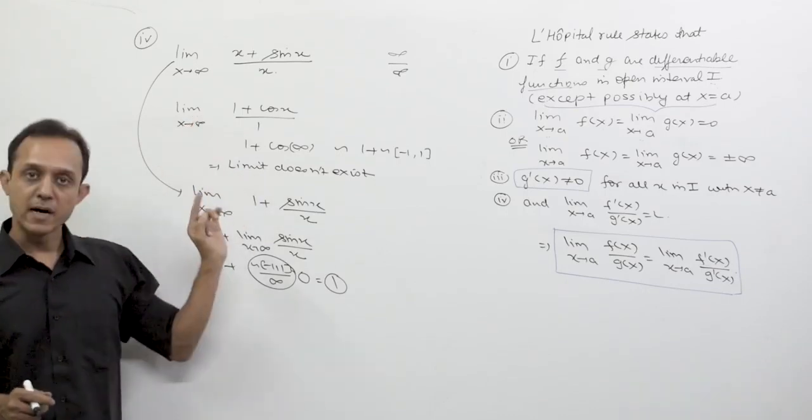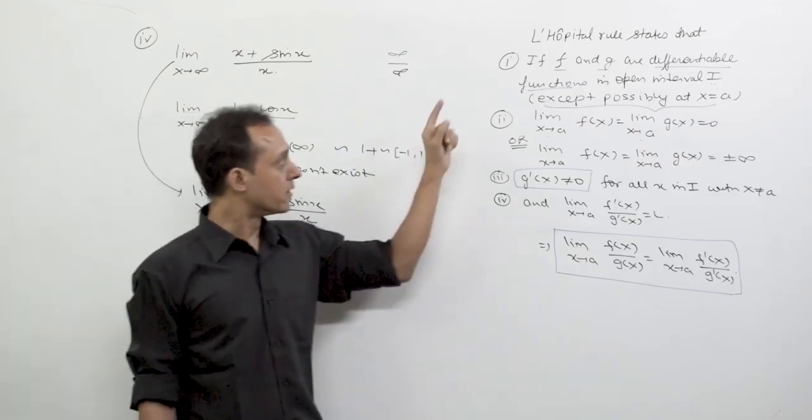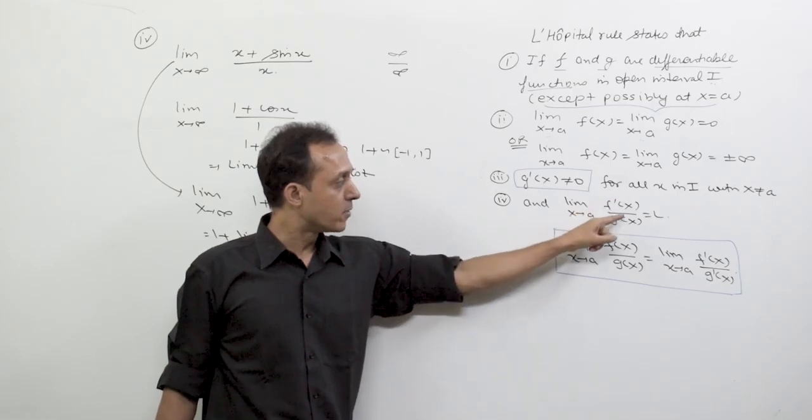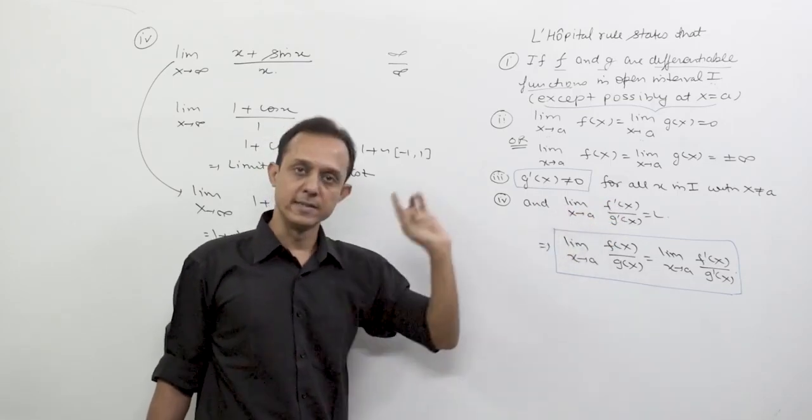So this gives us our fourth condition: for L'Hopital's rule to hold, this limit x tends to a of f dash x upon g dash x should exist.